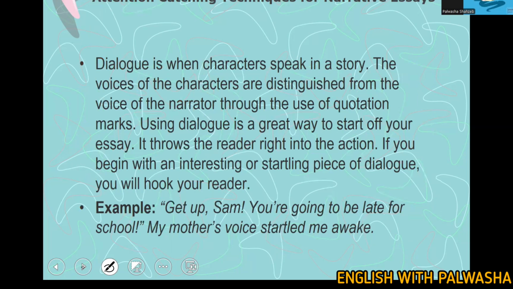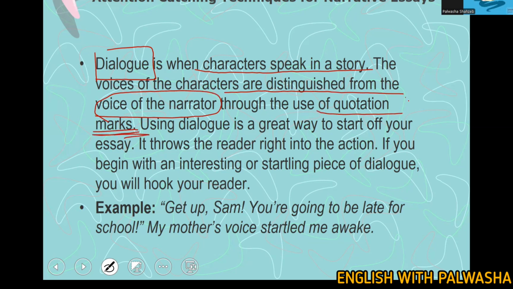Then there are attention catching techniques for narrative essays, and the most important attention catching technique is the dialogues. If you are not mentioning the dialogues, it means that you are not creating a better effect. Dialogue is when characters speak in a story. इसमें आपको बोलवाना होता है कैरेक्टर्स को. The voice of the characters are distinguished from the voice of the narrator. ठीक है, उससे वो different होती है. आप quotation marks use करते, which is very very important to use.